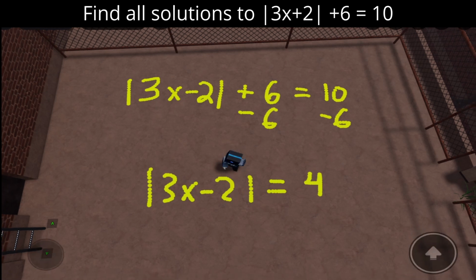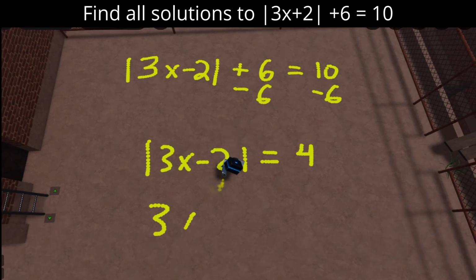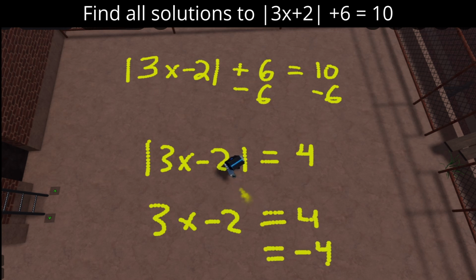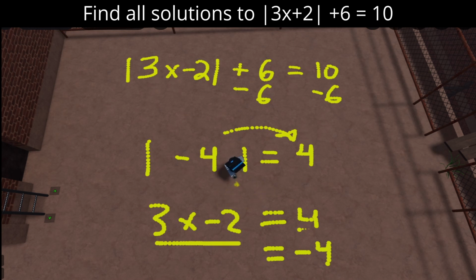Now what do we do from here? Well, what you need to realize is that if you have 3x minus 2, this can be equal to 4, but you could also set it equal to minus 4. And why is that? Well, think about it. If you put minus 4 into here, minus 4 in absolute value becomes positive 4. So in other words, 3x minus 2 can be either 4 or negative 4, and the absolute value will transform it into 4. So with absolute value, you have to set the thing inside the absolute value equal to the positive and the negative version of whatever is outside.